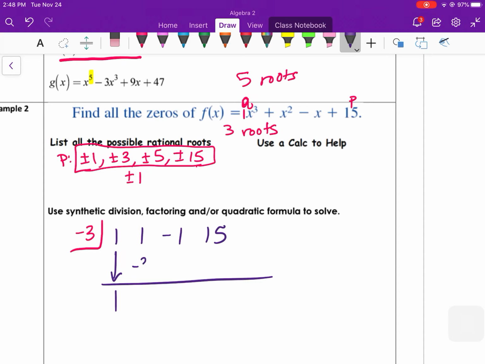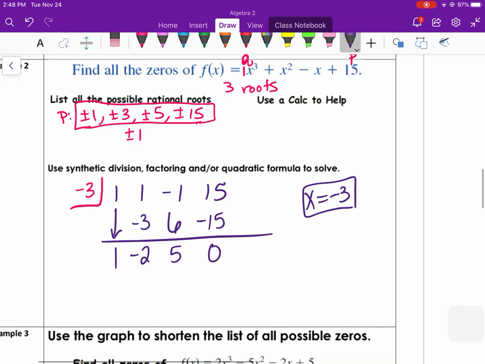-3 times 1 is -3. 1 plus -3 is -2. -3 times -2 is 6. -1 plus 6 is 5. -3 times 5 is -15. And we get a remainder of 0, which means that, in fact, -3 is one of our solutions. So x equals -3 is one answer.